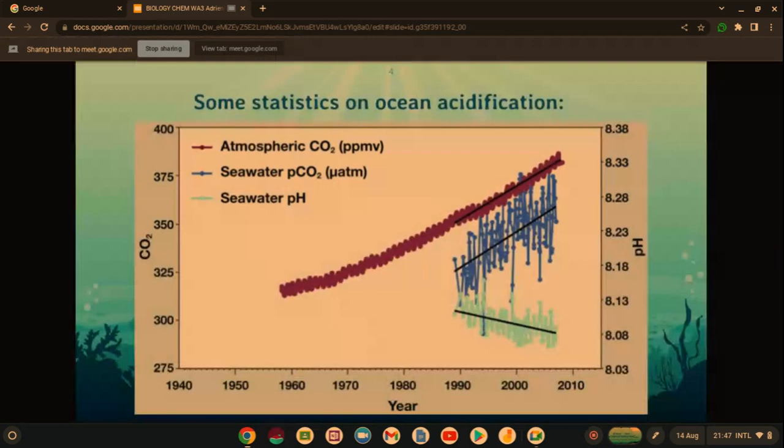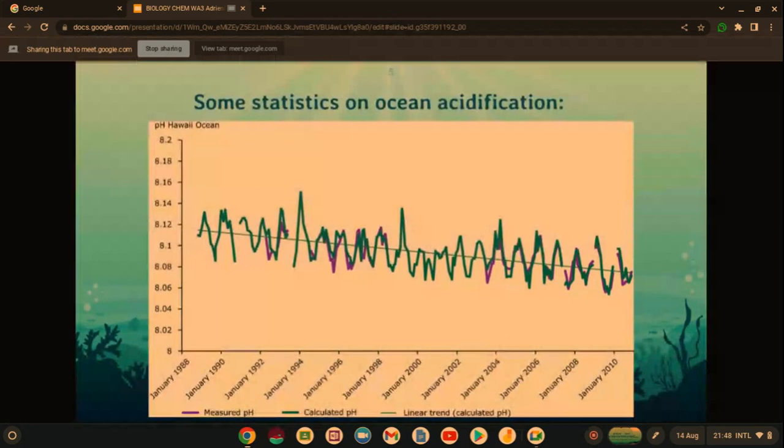Here are some statistics on ocean acidification. As you can see, the atmospheric CO2 is increasing at a smoother rate compared to the seawater pCO2, that keeps increasing and decreasing drastically. The seawater pH keeps decreasing, which is why the rate of ocean acidification is higher. Here is the pH of the Hawaii Ocean, as the pH is increasing, yet decreasing overall, as you can see from the linear trend.